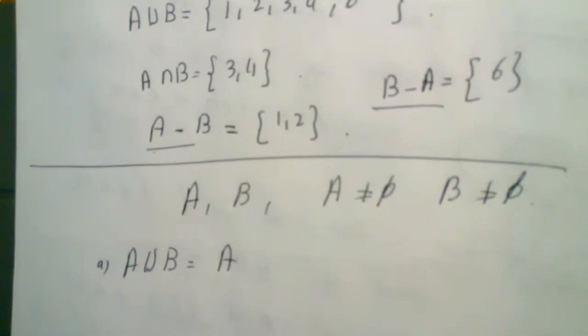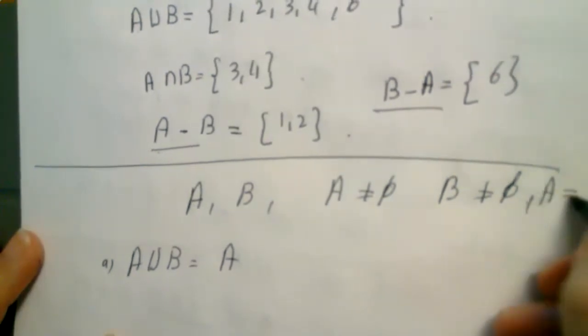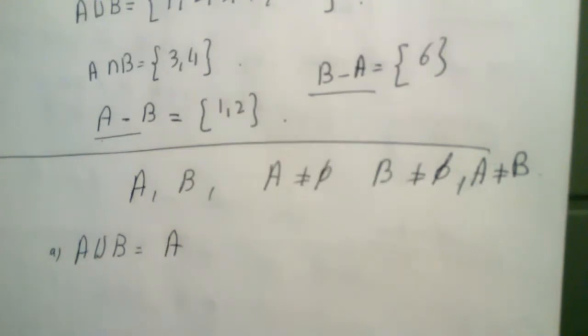Okay, I'll give you a minute to figure out. So give me two sets, A and B. Neither one is empty. And they are different from each other. Let me add also the simple condition. So I don't want them to be the same. A union B equal A quickly.